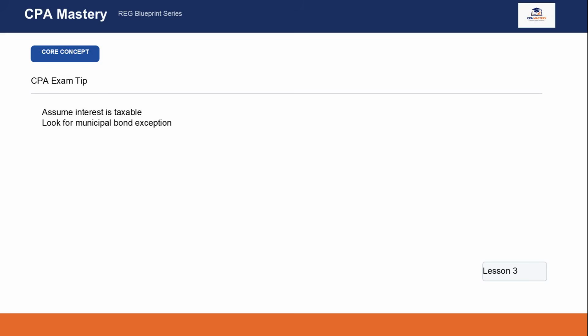When solving interest income questions on the CPA exam, a useful strategy is to assume that interest is taxable by default. Once you identify the source of the interest, check whether the problem introduces the municipal bond exception. If the interest is from bonds issued by state or local governments, it is generally excluded from federal income tax. This simple approach allows you to quickly identify the correct treatment without overcomplicating the problem.